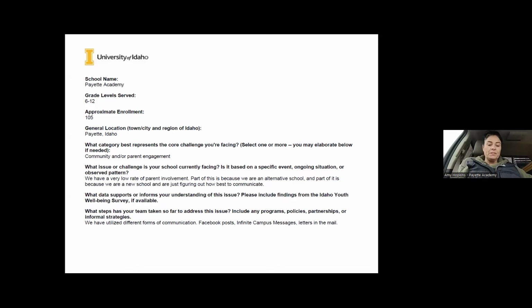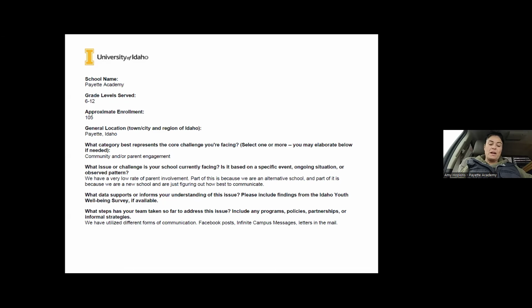We have a unique population of students and families that we serve. Many of our students are behind in credits, facing attendance challenges, behavioral concerns, or personal circumstances that have disrupted their educational process. Because of this, the families often face complex life situations that make traditional school involvement difficult. So one of our reasons for low parent engagement is work schedules and economic demands. Many of our families work multiple jobs, late shifts, or have schedules that don't allow them to attend traditional school events during the day or early evening.